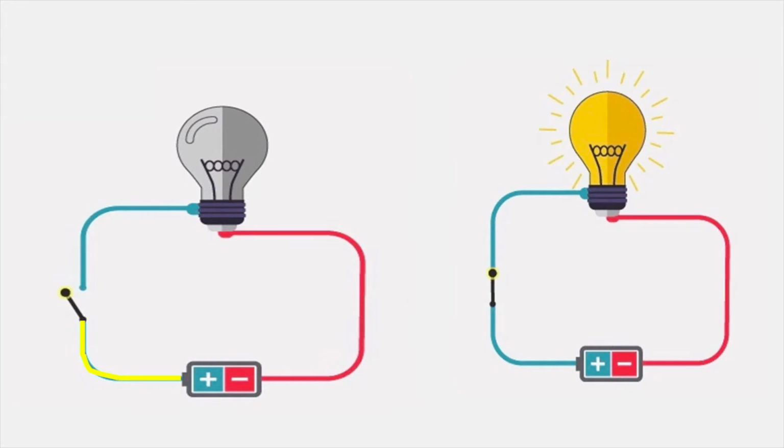In this case, on the right, the switch is closed and it connects all ends of the circuit. So in this case, the current goes all the way from the battery all around the circuit and the light bulb can turn on.